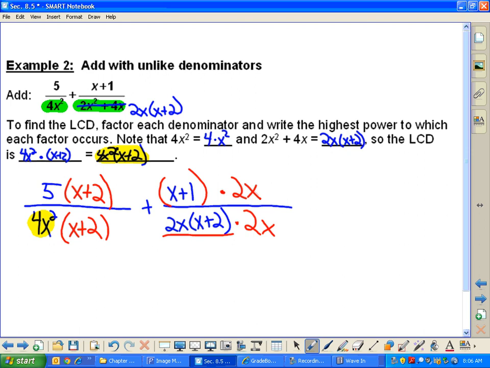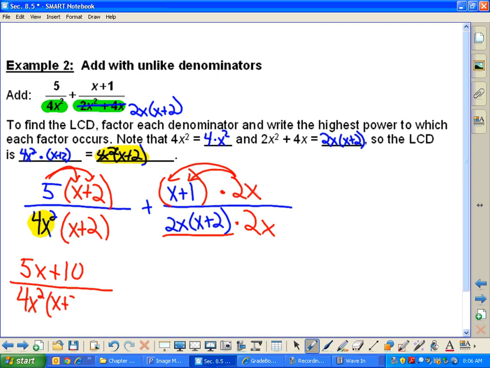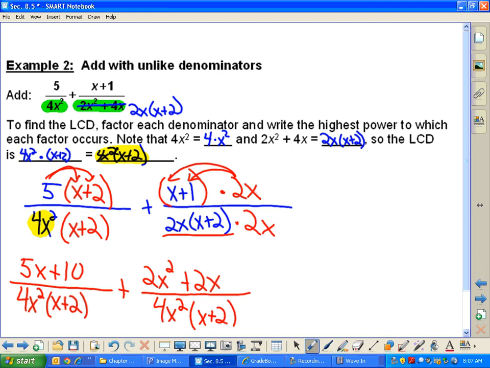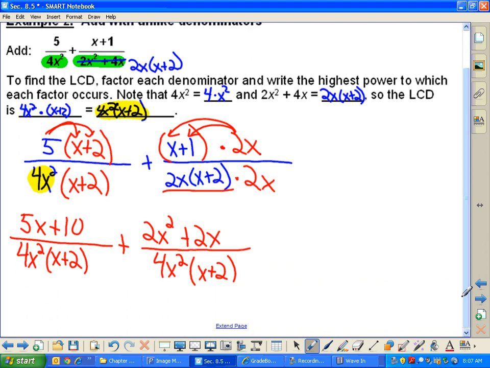Any questions so far? Okay, now you're going to use the distributive property so that you can get some terms to add in step 3. So I am going to go ahead and expand my numerators. So I'm going to have 5x plus 10 on the top over my LCD of 4x squared times x plus 2. And then I'll distribute my 2x in. So I have 2x squared plus 2x. And that's also over now 4x squared times x plus 2. And you're like, all right, the denominators are the same. Woohoo! So now your denominators are the same.